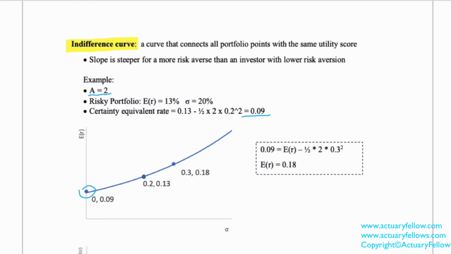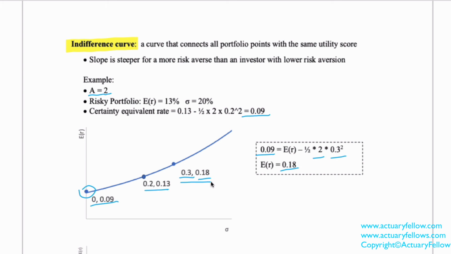If we want to find out the expected return of another risky portfolio on the same curve, we just need to plug the utility 0.09, the standard deviation of the portfolio, into the utility function. For a portfolio with a standard deviation equal to 30%, we plug the number 0.09, 2, and 0.3 squared into the equation and get expected return. All three portfolios are on the same curve. They have the same utility, 0.09.